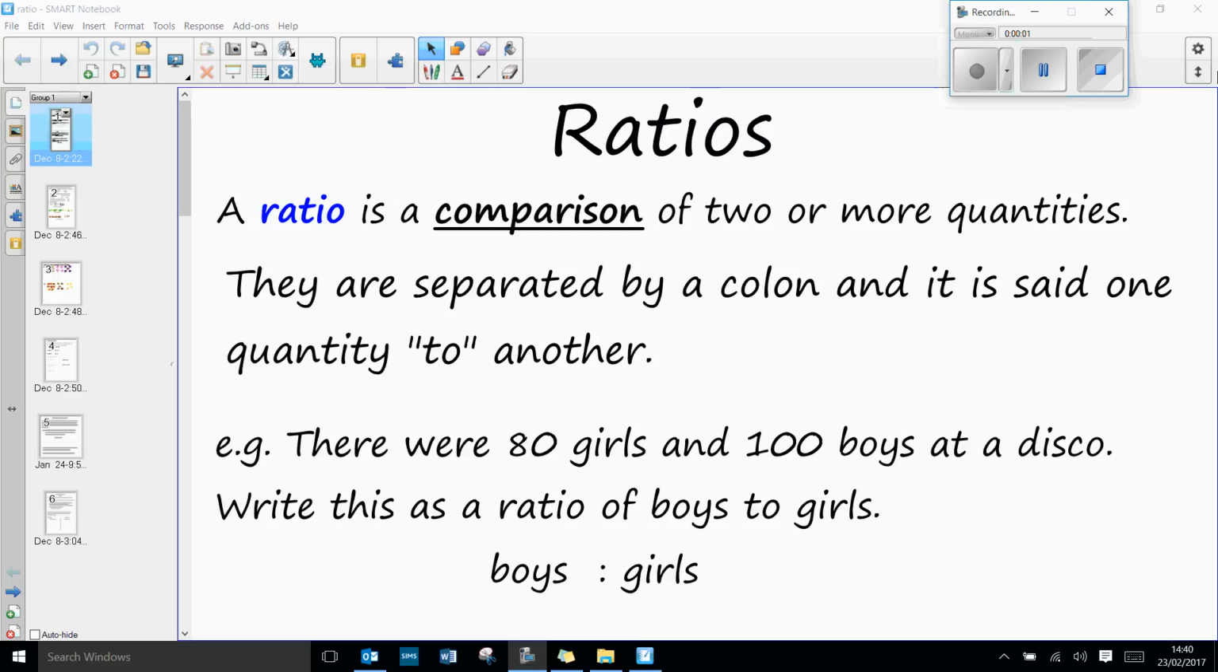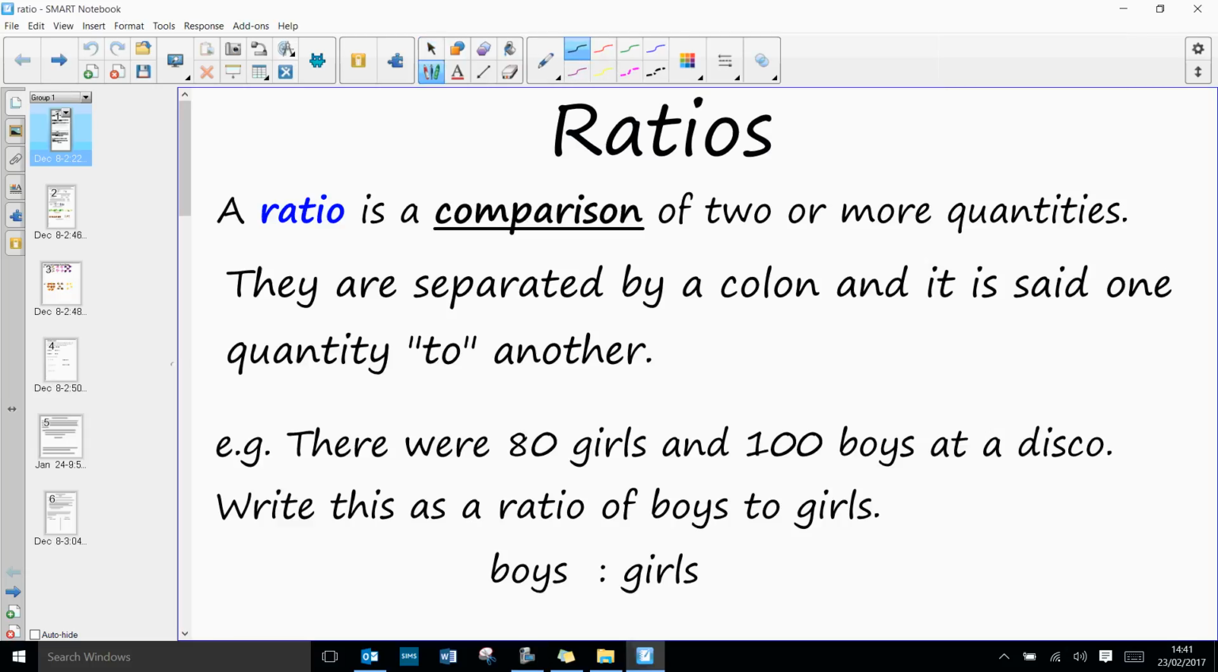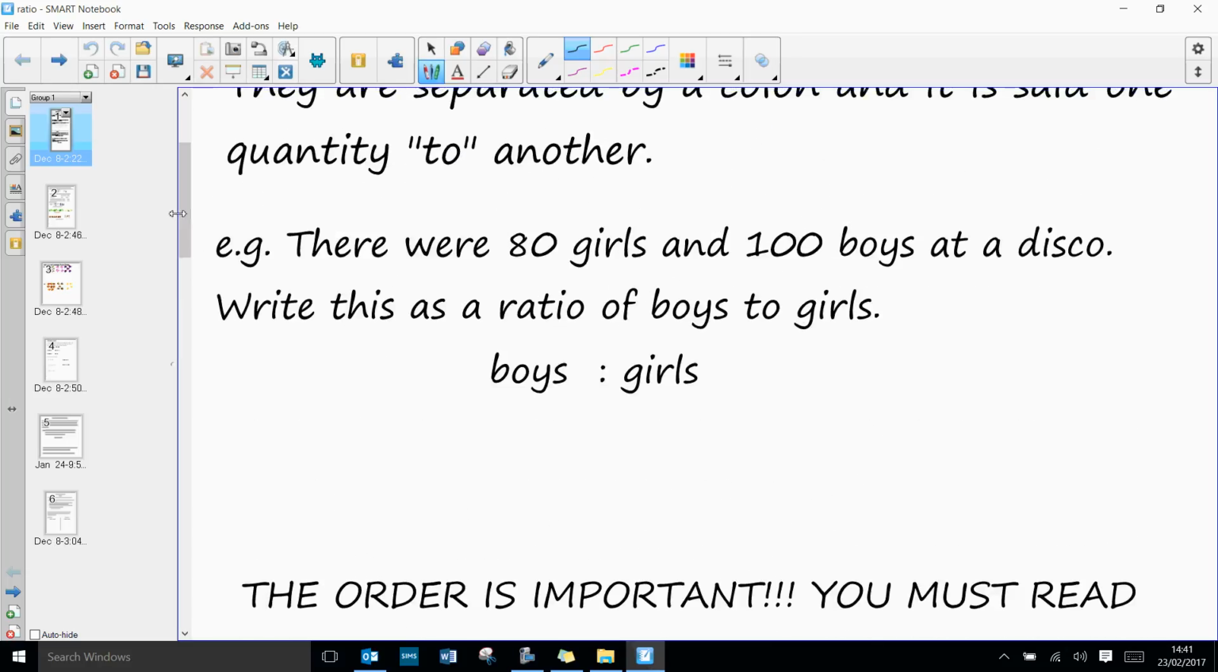A ratio is a comparison of two or more quantities. They're separated by a colon, and it's said to be one quantity to another. So if there are 80 girls and 100 boys at a disco, write this as a ratio of boys to girls. Now the order is really important. They've started off with boys, so we need to focus on how many boys there were. As you can see, I've written boys first, then the colon, then girls afterwards.